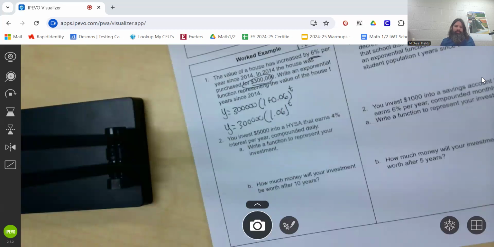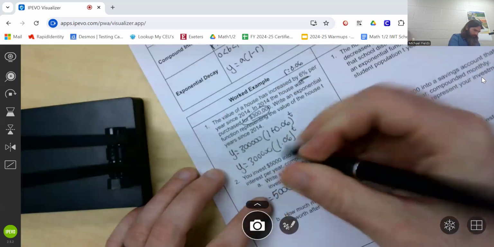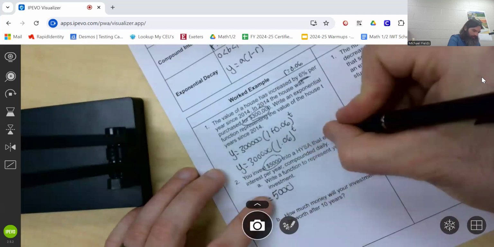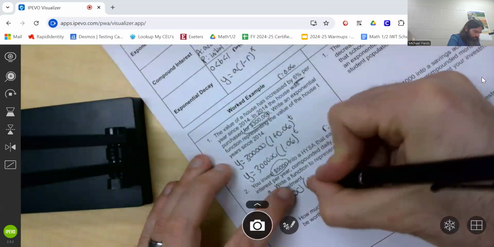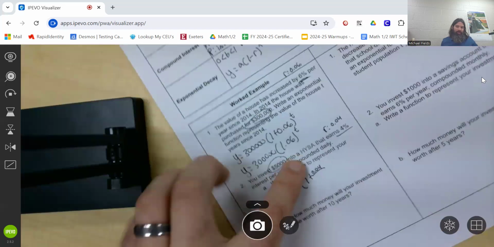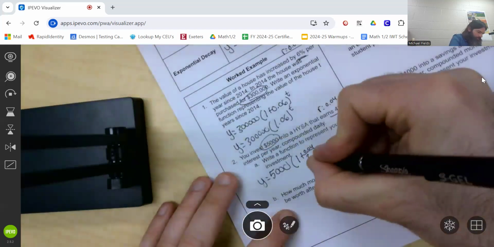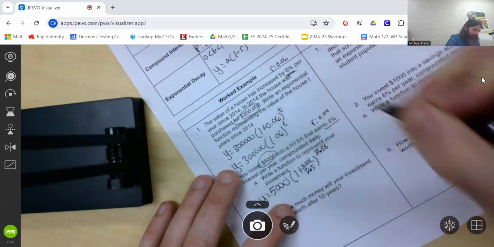All right. Number 2, you invest $5,000 into a HYSA. That's a high yield savings account that earns 4% interest per year, compounded daily. Write a function to represent your investment. So y equals our initial amount, which is 5,000, 4% per year. So R is going to be 0.04. So we have 1 plus 0.04 divided by compounded daily. There's 365 days in a year. So this is 365 days raised to the 365 t power.